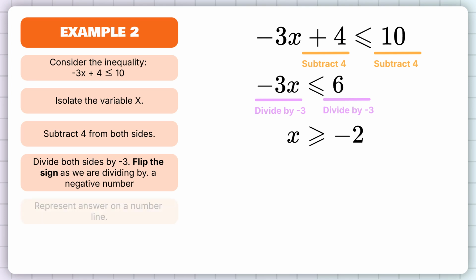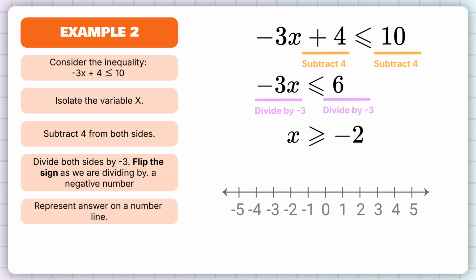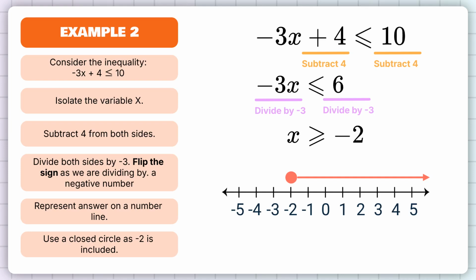Now we need to represent this on a number line. Start by drawing a number line and marking the point minus 2 on it. Since x is greater than or equal to minus 2, we use a closed circle at minus 2. Finally, shade the number line to the right of minus 2 to show all numbers greater than or equal to minus 2.